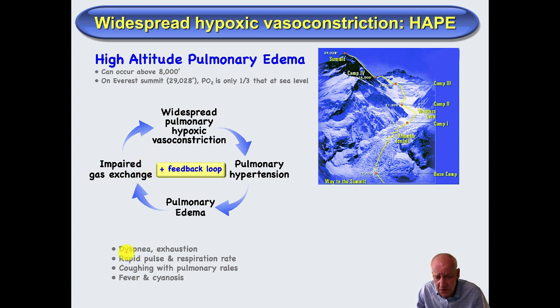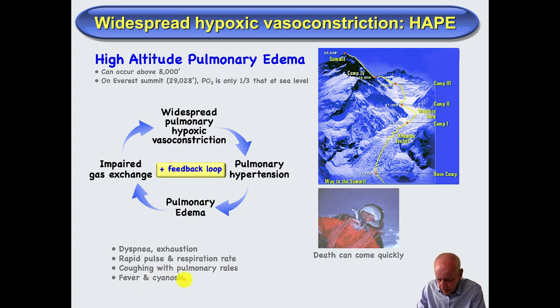This individual would show signs of dyspnea, exhaustion, rapid pulse and respiration rate. Remember those arterial chemoreceptors. Coughing with pulmonary rales due to pulmonary edema. Fever and cyanosis, blue discoloration of the mucous membranes and skin due to deoxygenation of the blood. Any downward spiral driven by a positive feedback loop can cause death quickly.